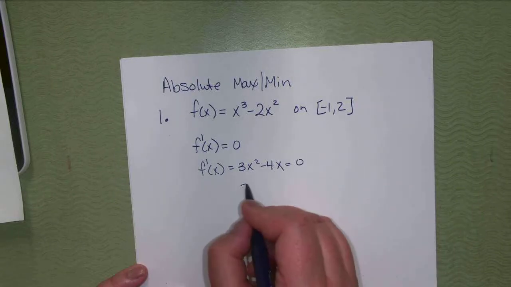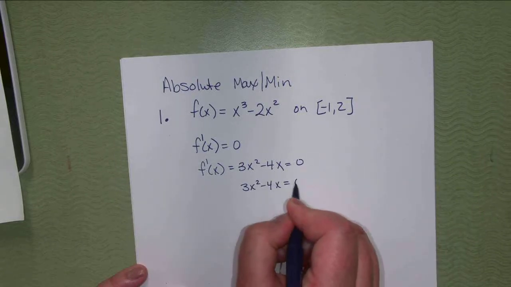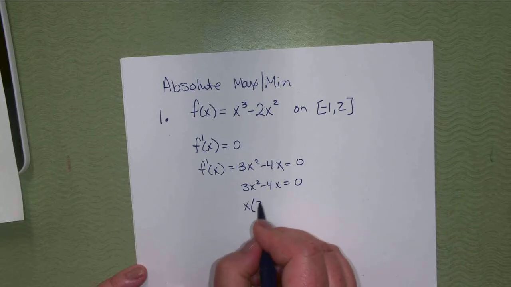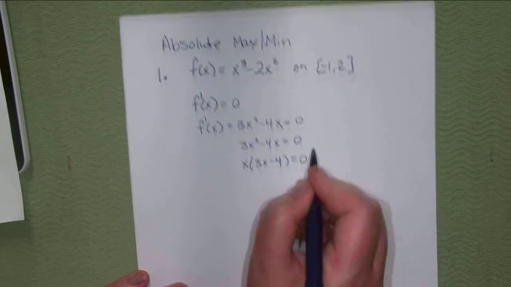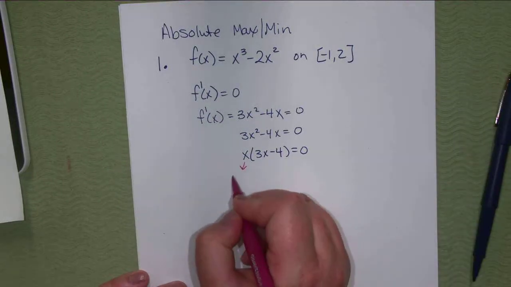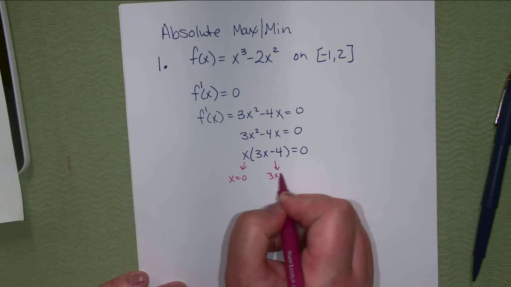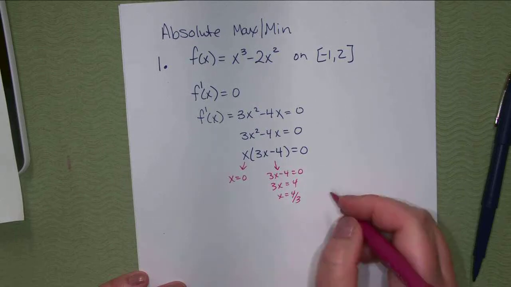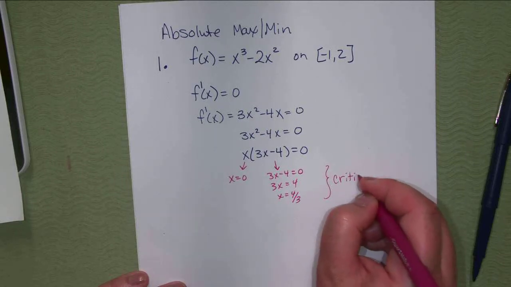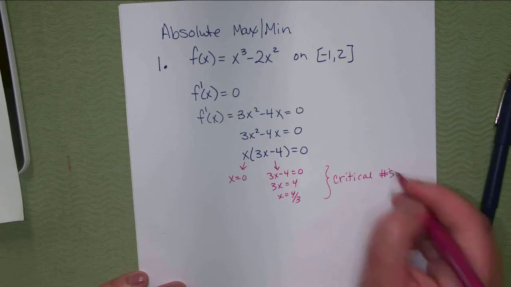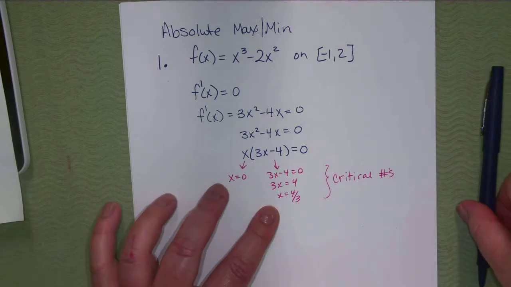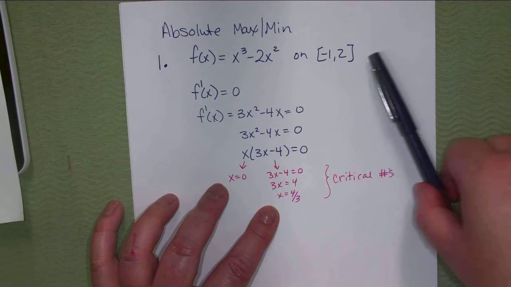How do we solve that? What factors out? An x. And then the zero property says once you factor that, x equals 0 or 3x minus 4 equals 0. So these two numbers were called our critical numbers. Okay, they were called the critical numbers. Now what did we do once we got the critical numbers? And these are our endpoints on our interval.